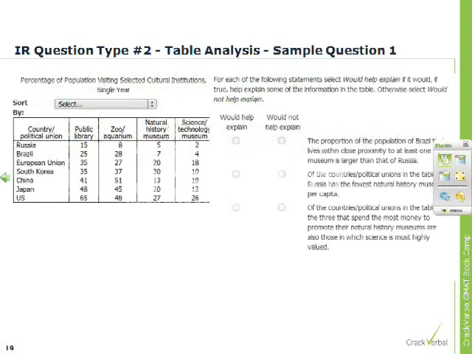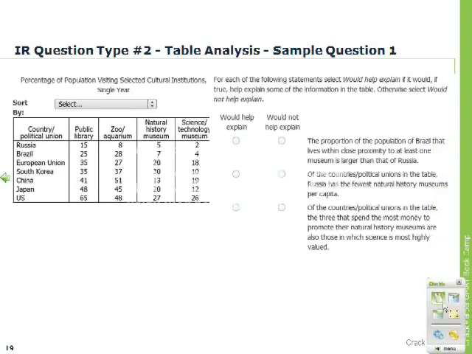Let's do a sample question. So the same thing, percentage of population visiting selected cultural institutions in a single year. For each of the following statements, select would help explain if it would, if true, help explain some of the information in the table. So it's a reverse extrapolation, that's required, interpolation. That is, which among these statements help explain the table, right?